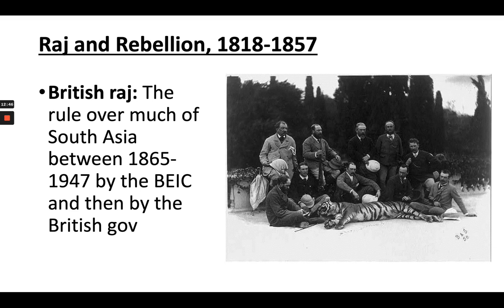So the British Raj is how we refer to when the British Crown rules over the Indian subcontinent. In 1818, the British East India Company controlled an empire with more people than all of Western Europe. The goal was to remake India in the British model.